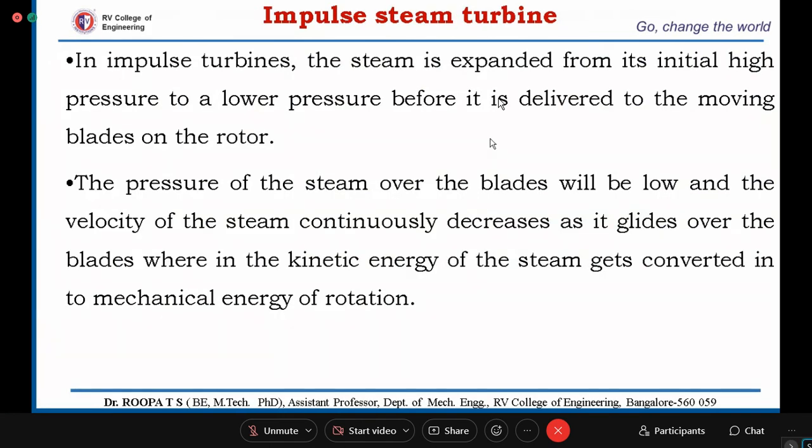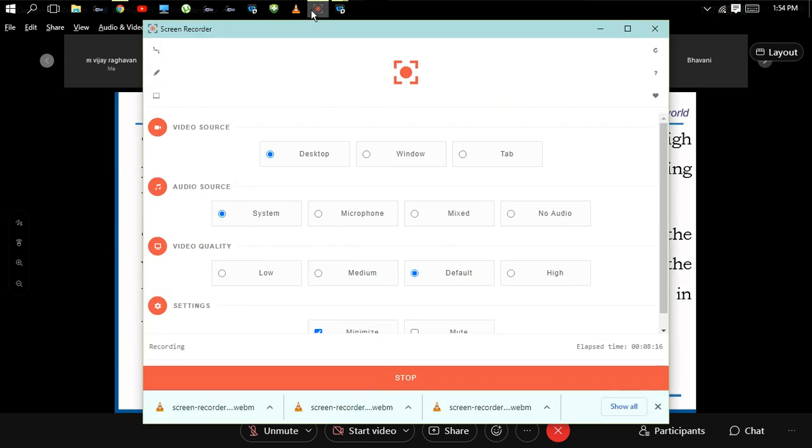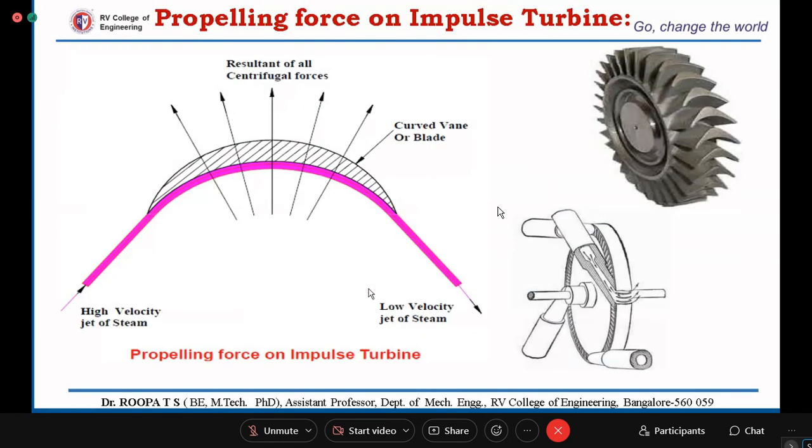So before moving on to that, as I told, in an impulse turbine, steam will be expanded from its initial high pressure to a lower pressure before it is delivered onto the moving blades. That is, inside the nozzle, steam will be expanded. Then it will be directed onto the rotor blades, and the rotor will be set into rotation, which converts the kinetic energy of the steam into mechanical energy.